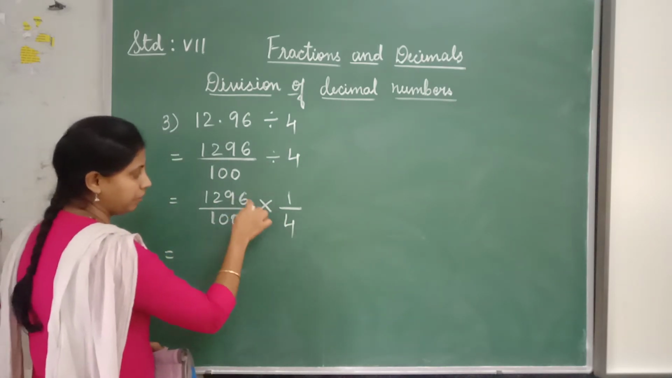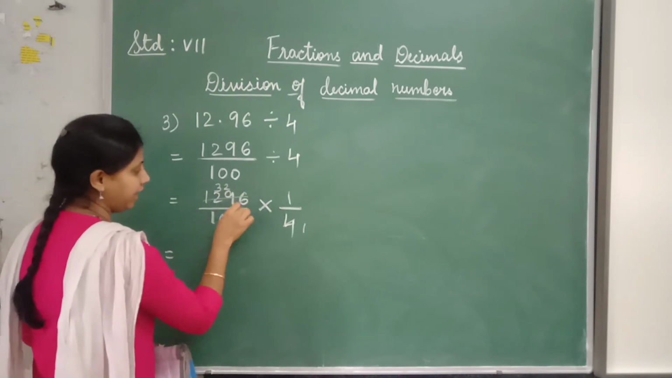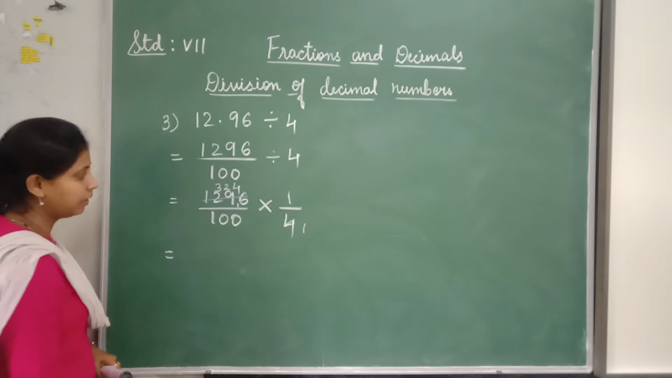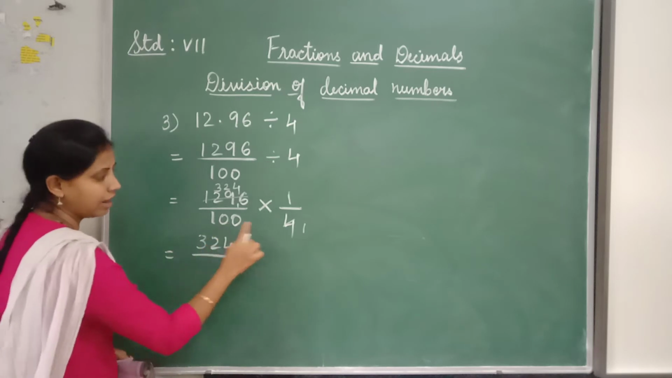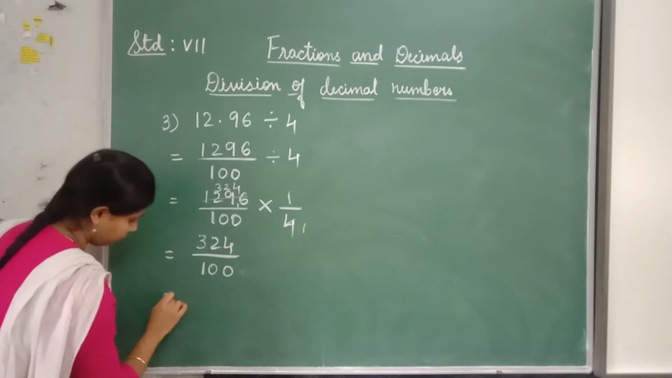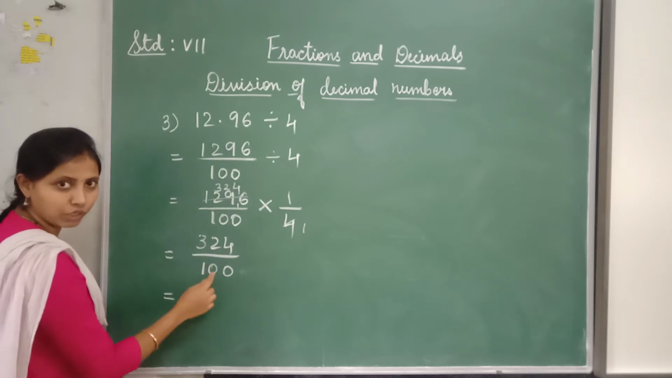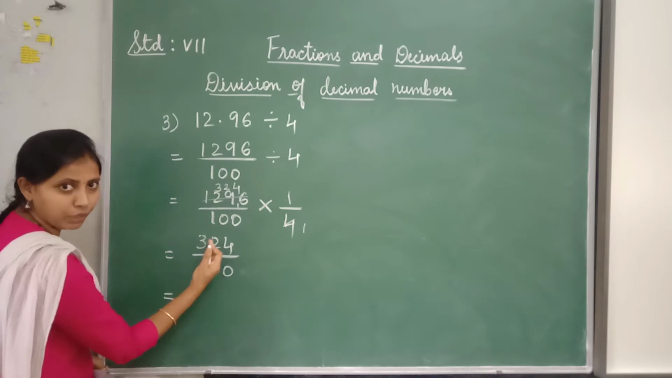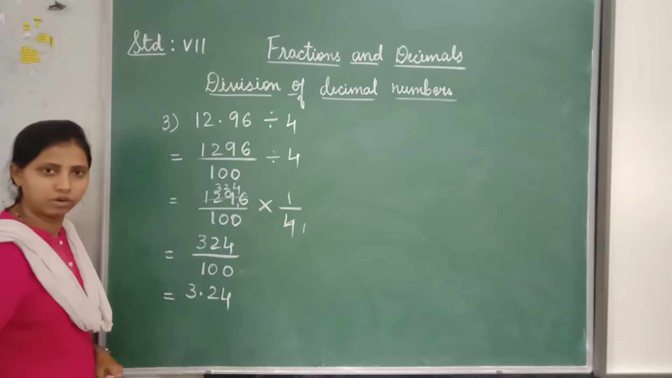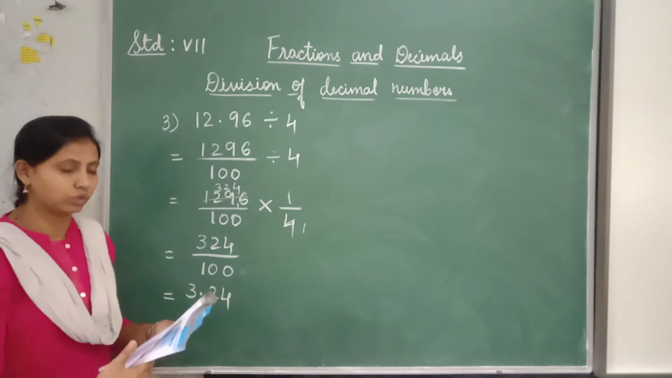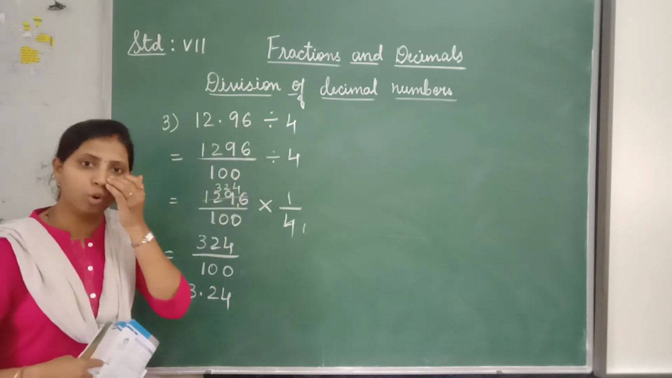Now you can simplify. 4 ones are 4, 4 threes are 12, 4 twos are 8, 1 carry, 4 fours are 16. So 324 into 1 is 324, and 100 into 1 is 100. Now convert into decimal: 324 divided by 100, 2 zeros, so the decimal point comes after 2 digits from the units place. 3.24 is the answer. Okay children, this is the way you divide a decimal by a whole number.